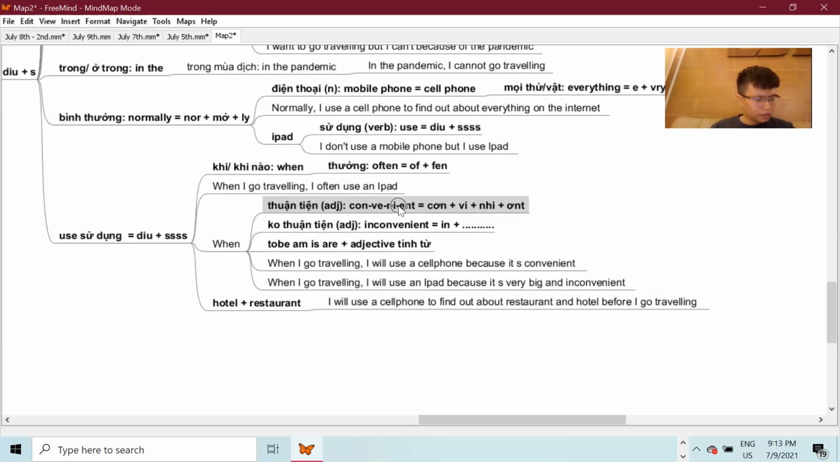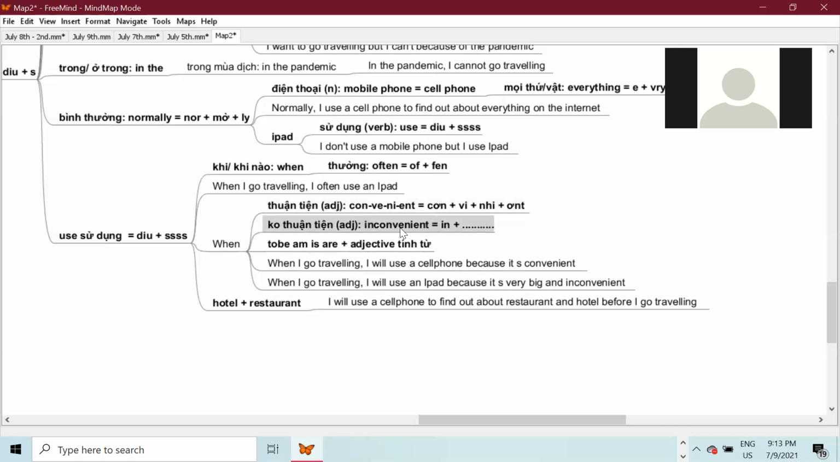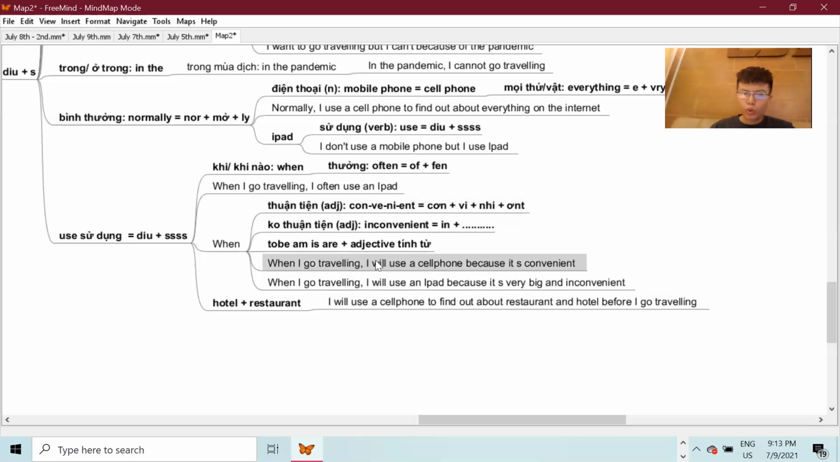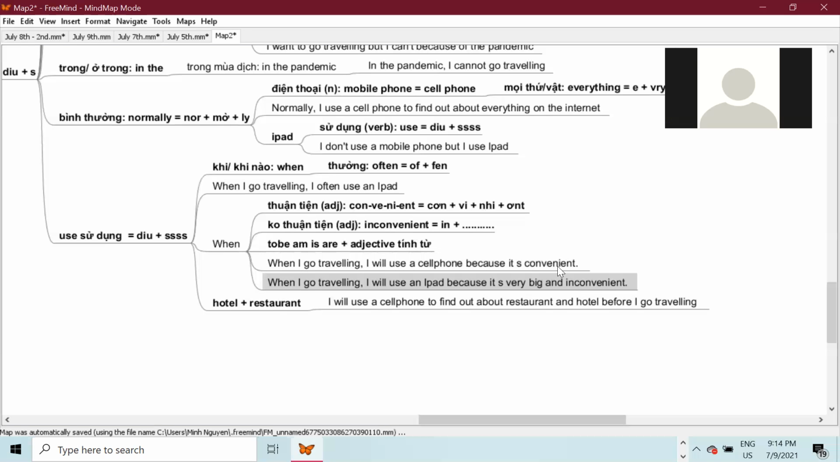Convenient. Yes, convenient. When I go traveling, I will use a cell phone because it is convenient. Very good.